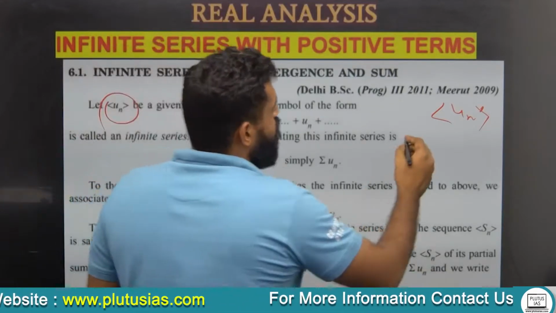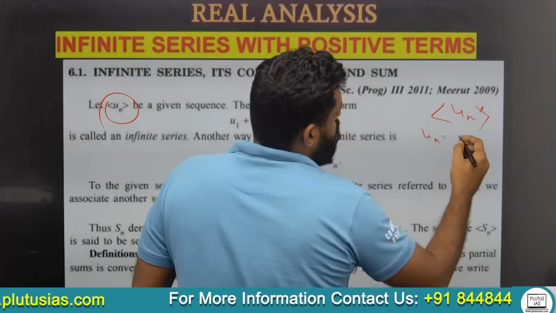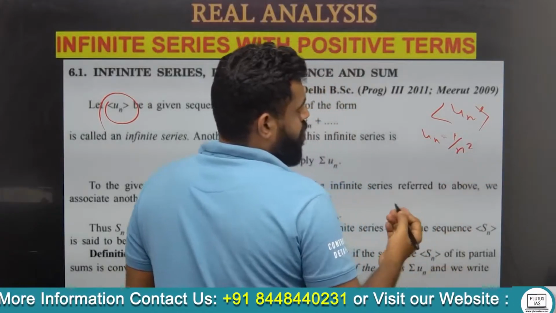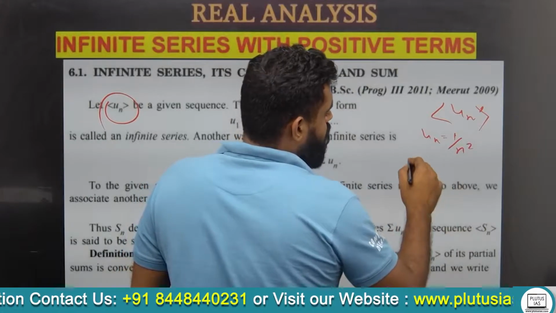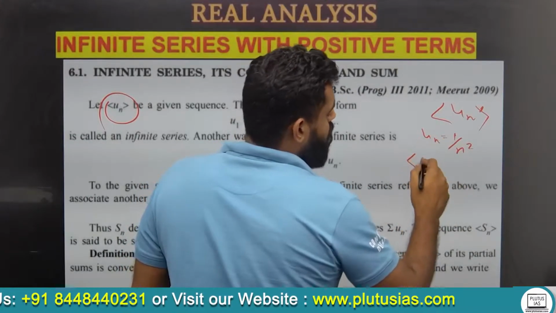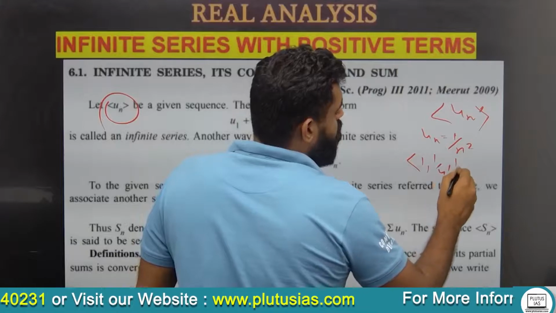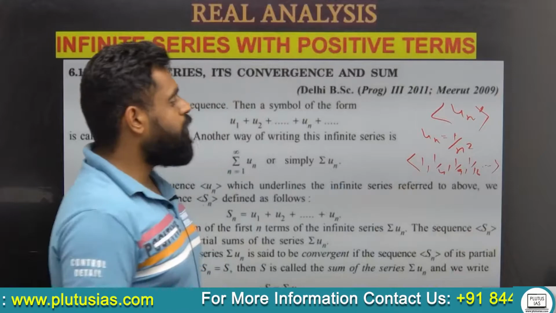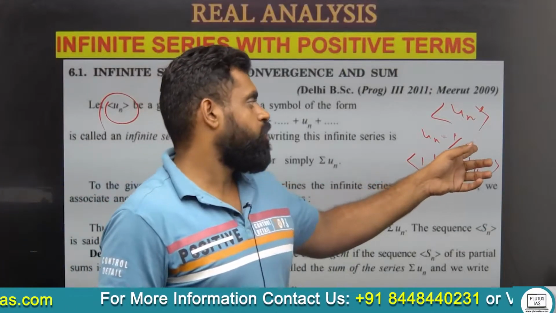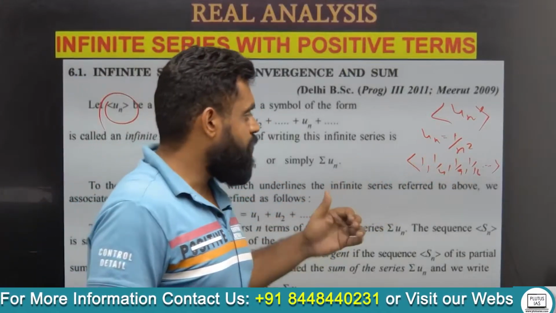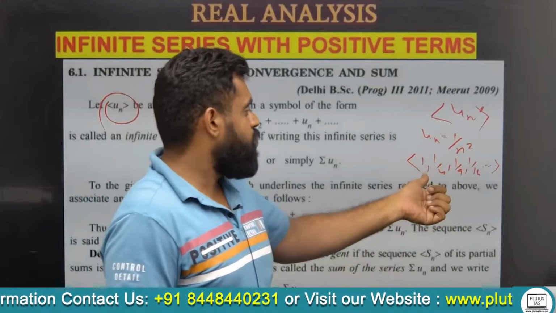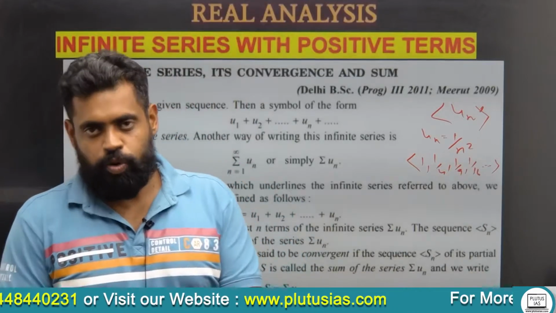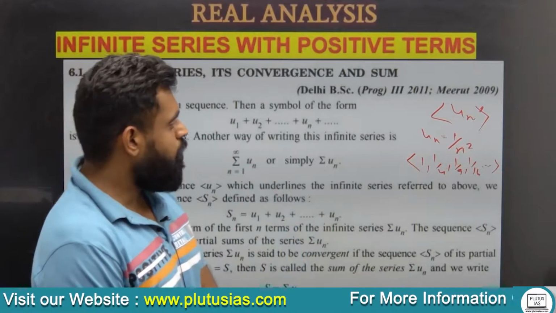So suppose we say that un is equal to 1 upon n square. Okay. So the sequence here would be, if we put n equal to 1, we get 1, then 1 by 4, then 1 by 9, then 1 by 16. So it is nothing but a function from natural numbers n that maps into real numbers. It is 1, 1 by 4, 1 by 9, 1 by 16. So this was a sequence. In the earlier chapter we studied about this sequence.